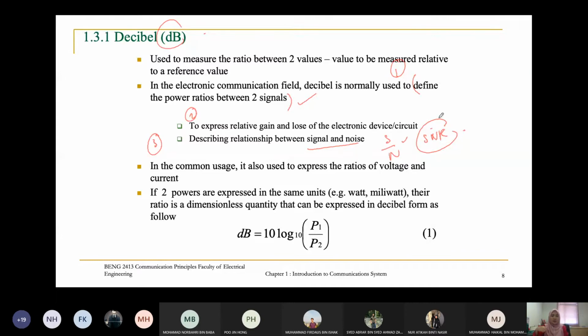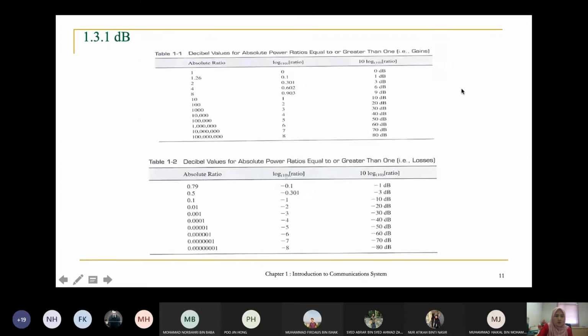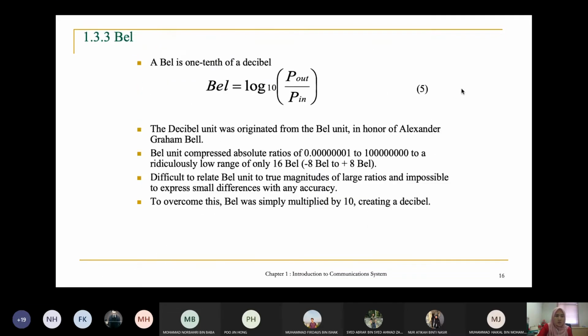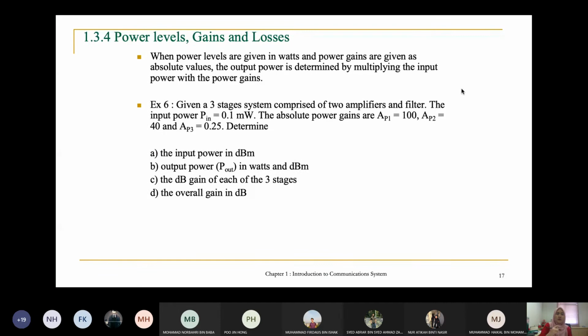So in today's class, we will learn how we can use decibel to express the relative gain and losses in an electronic device or circuit. This will be covered in subchapter 1.3.4.